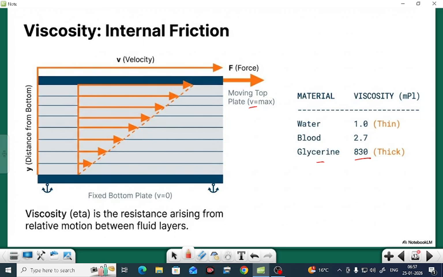Looking at the distance from the bottom, the velocity at the top is maximum and slowly decreases, and at the point of contact with the fixed bottom plate the velocity is 0. That is viscosity.